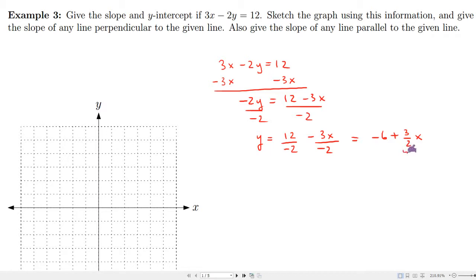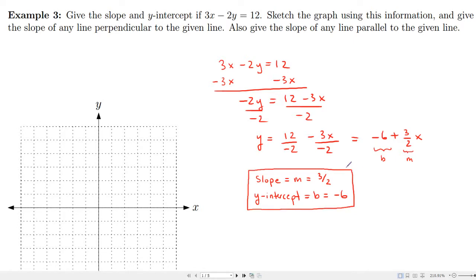So this right here, the coefficient in front of x is your m, and this is your b. Okay, so the slope is equal to m, which is 3/2. So positive 3/2, and the y-intercept is your b, and that's just -6. Okay, so we solved that part of the problem. Now what do we have left? Well, we're asked to sketch the graph using this information, and let's do that first.